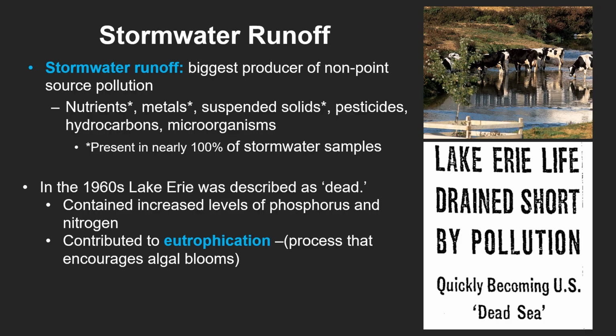Stormwater runoff is especially problematic in urban areas. As it moves across pavement and other hard surfaces, it picks up everything from oil to fertilizers and carries these pollutants into nearby waterways. In the 1960s, Lake Erie was famously declared dead due to severe nutrient overload, which fueled massive algal blooms, a process known as eutrophication.